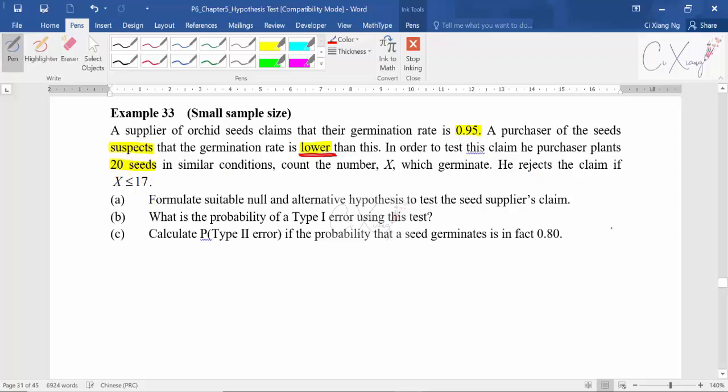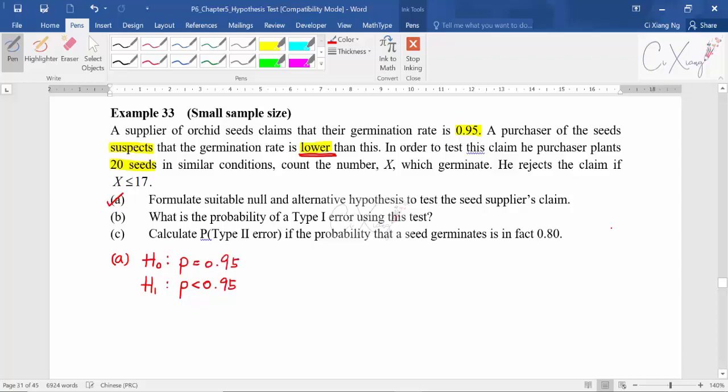Alright, so first they want you to formulate a suitable null and alternative hypothesis to test the seed supplier's claim. They only want you to write out the null and alternative hypothesis. When you read the question, it is very obvious that you get the keyword, which is lower. So the lower rate means that P should be less than what they claim, which is 0.95. So the null hypothesis is P equals 0.95.